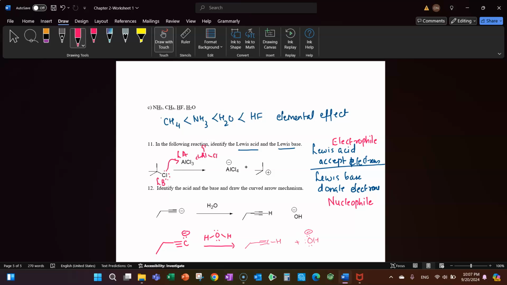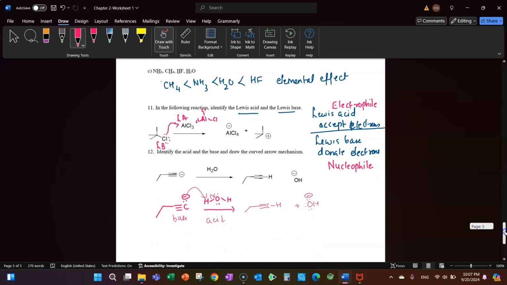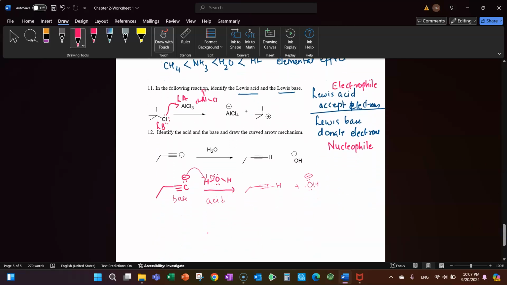So to show arrows, remember it always goes from an electron rich to electron poor. So this is my base. Here is my base. That water is my acid. It's removing the proton, putting the electrons on the oxygen. That's how you should complete the reaction using the curved arrow mechanism.